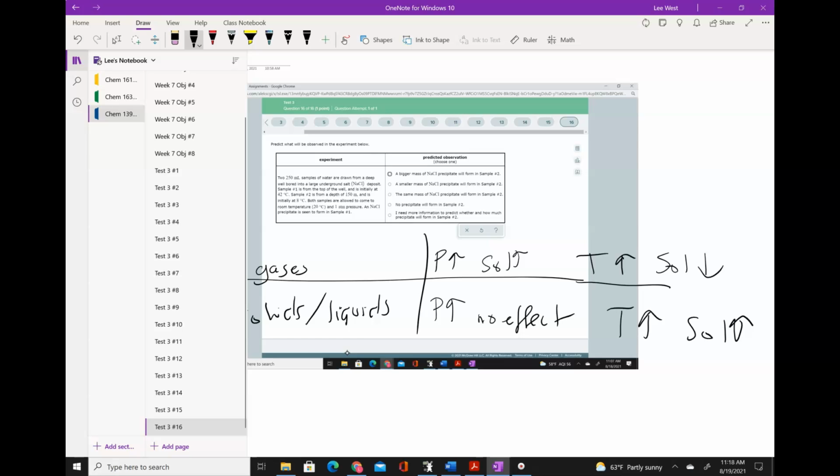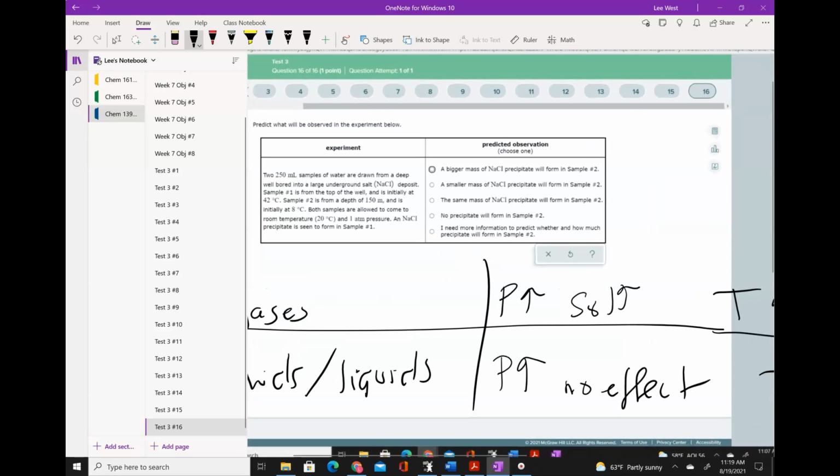So that information is in the explanation for these types of problems within ALEX. So that's what we want to keep in mind. So when you're looking at all of this stuff, that's what's going on here, right? So what is dissolving? Is it a gas? Is it a solid or a liquid? Two 250 ml samples of water are drawn from a deep well bored into a large underground salt deposit. Now, NaCl is a solid at room temperature. It is an ionic compound.